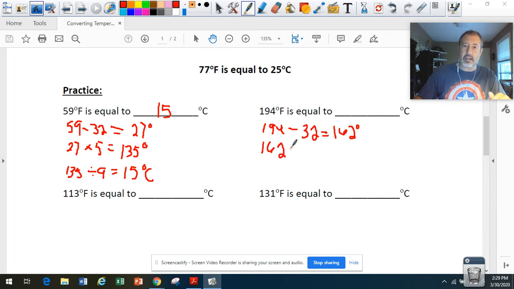Then I take my 162 degrees. Next step says, hey, multiply that times 5. So we multiply that times 5, which gives me 810 degrees. Final step, take that 810 degrees, plug that into your calculator, and it says divide that by 9. So when I divide that by 9, that gives me 90 degrees Celsius. Put my C right there. So 90 degrees Celsius. Very good there.